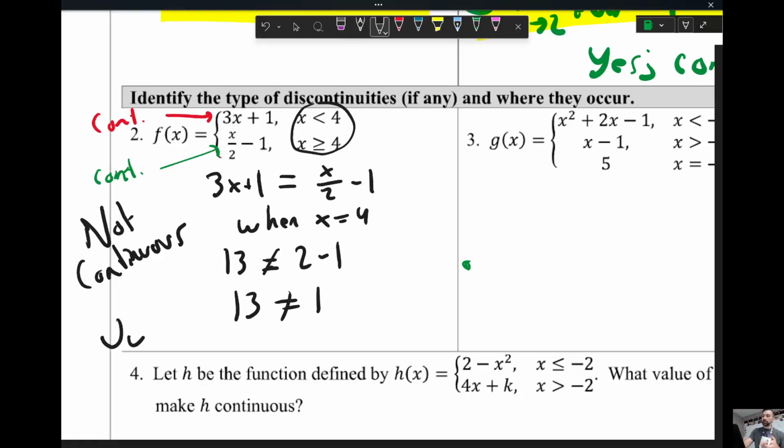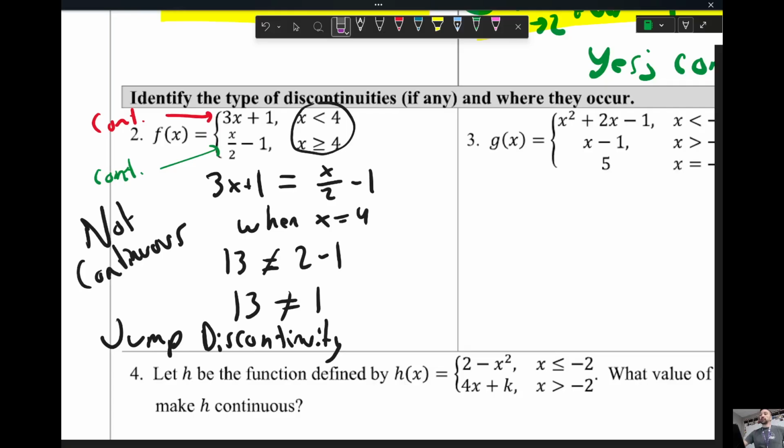So notice they said to identify the type as well. Yesterday I got a few of that same question: how do you know that it's jump instead of removable or infinite, that we practiced a lot yesterday? Well, there you go. If you had a piecewise function and you can see it's approaching one y value from the left and a different y value from the right, then you know it's jumping at that instant.